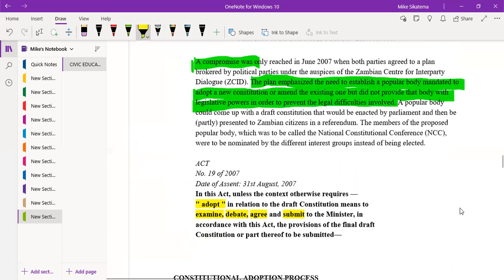Let me distinguish this. So you could have a body. A popular body could come up with a draft constitution that could be enacted by parliament and then be partly presented to the Zambian citizens in a referendum. The members of the proposed body, which was to be called the National Constitutional Conference, were to be nominated by the different interest groups instead of being elected.